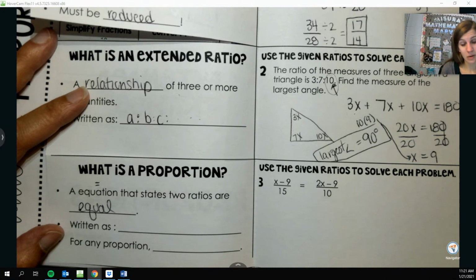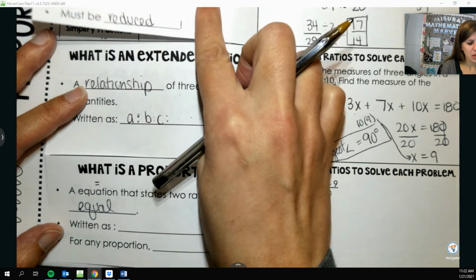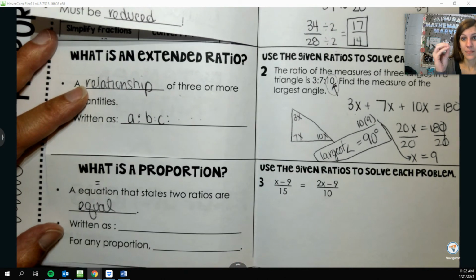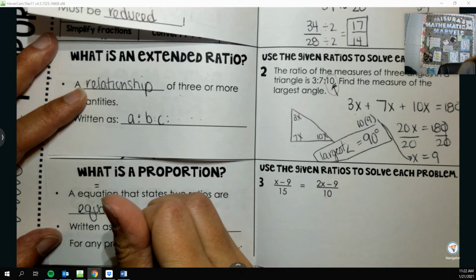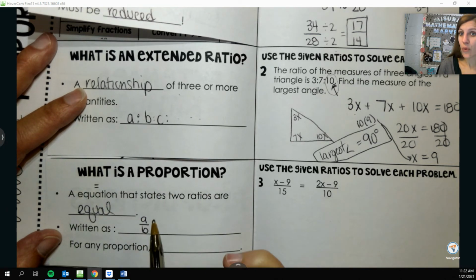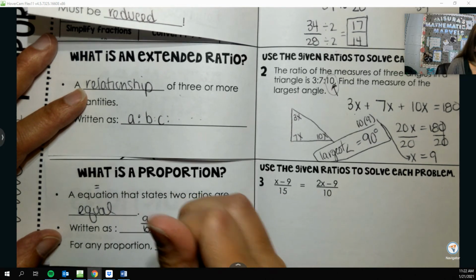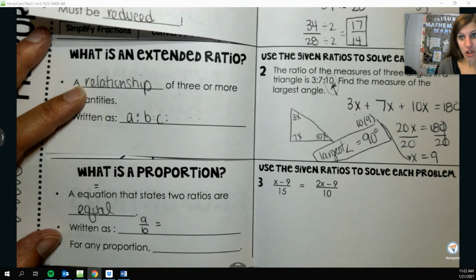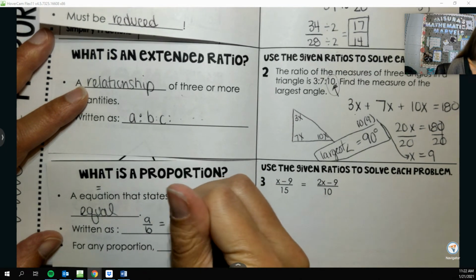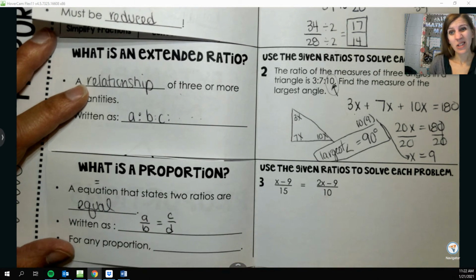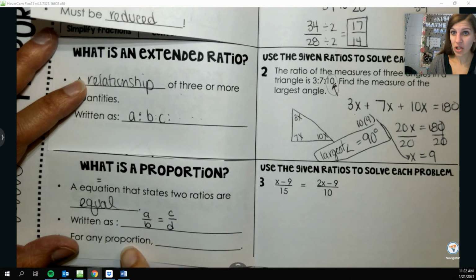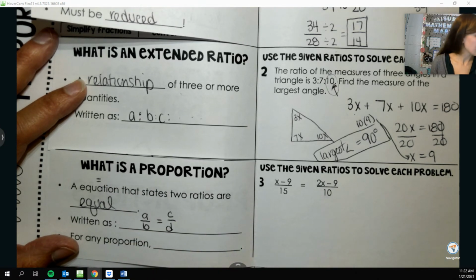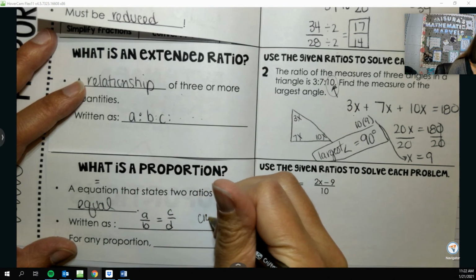A proportion you're always going to want to write as 2 fractions equal to each other. If you write the ratio with the dots in between, and then the equal sign in between, we don't have a way to solve that. So you're definitely going to want to write it as a fraction, so a ratio fraction is going to be equal to another fractional ratio, like C over D. And there are lots of different ways to solve two fractions equal to each other, but the most straightforward way is to cross multiply.